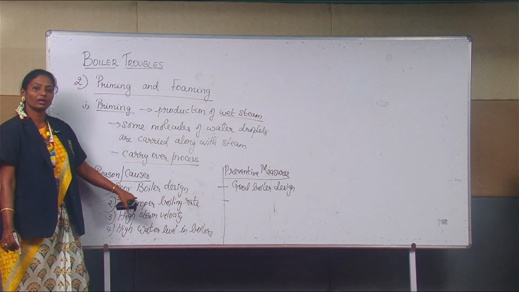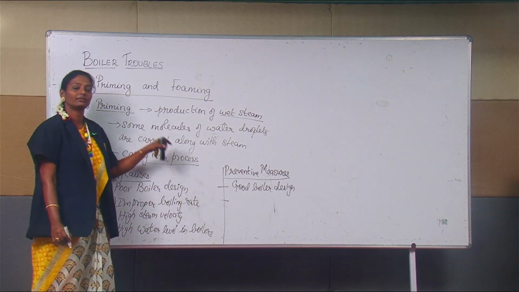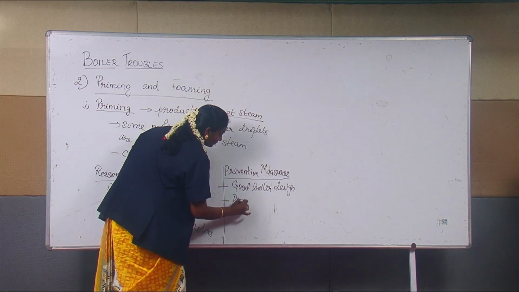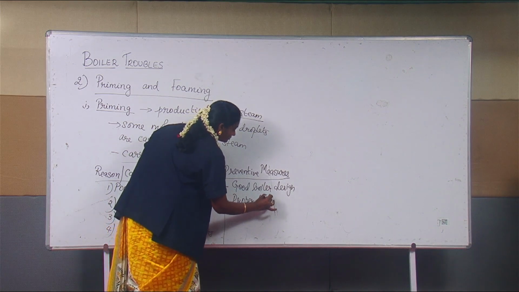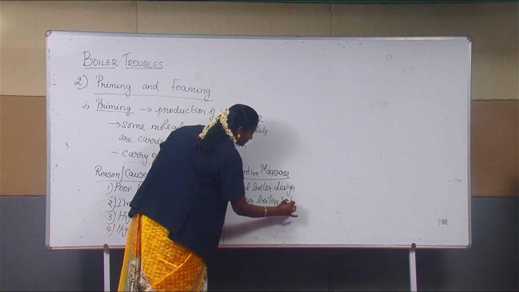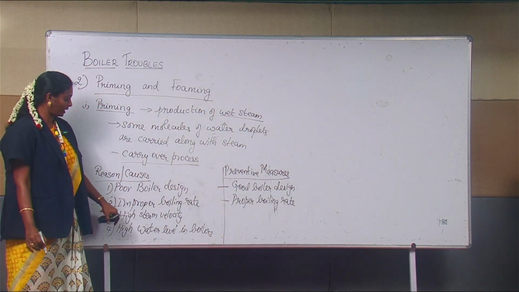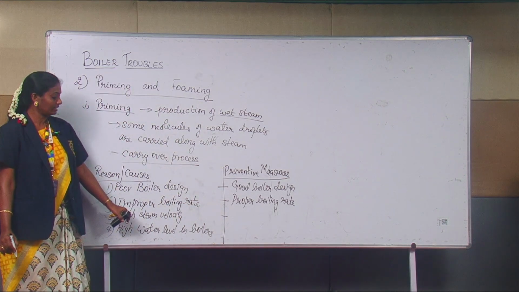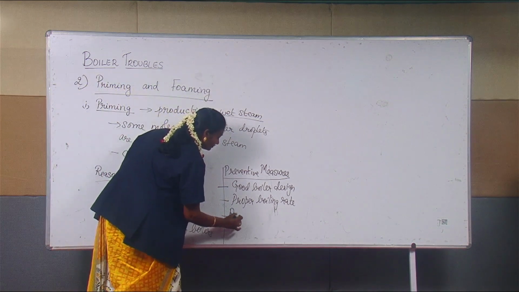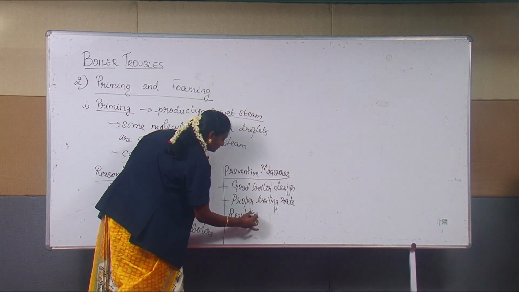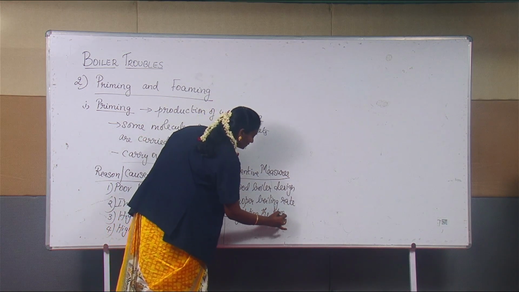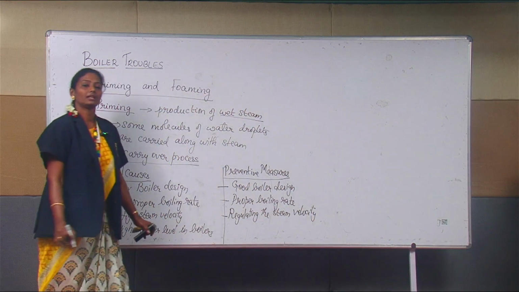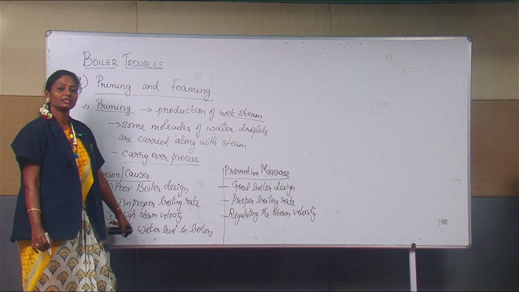We need to maintain the boiling rate temperature by which again we can reduce or we can stop this priming process. Proper boiling rate. The temperature, time, everything has to be maintained. The third preventive measure is regulating the steam velocity. The last preventive measure is maintaining the water level always.